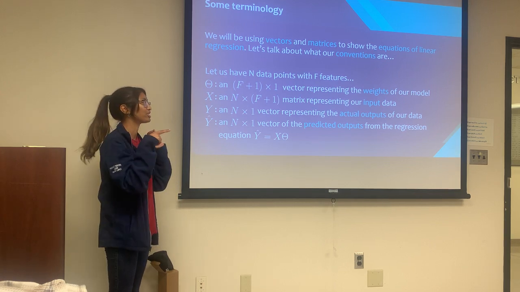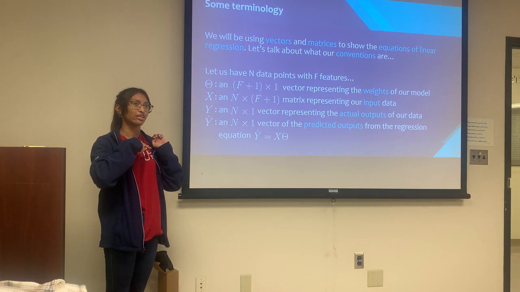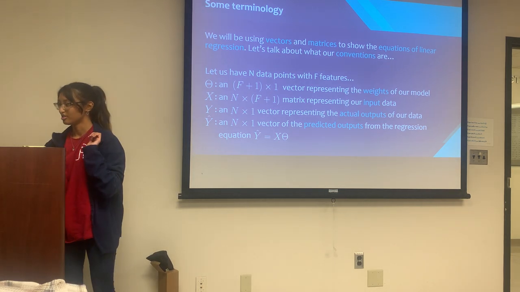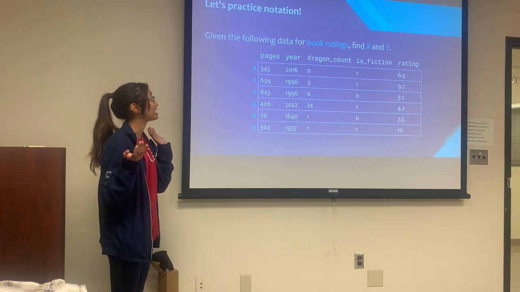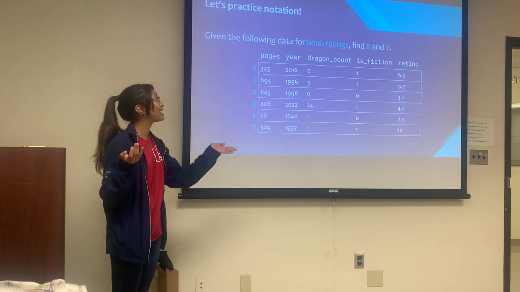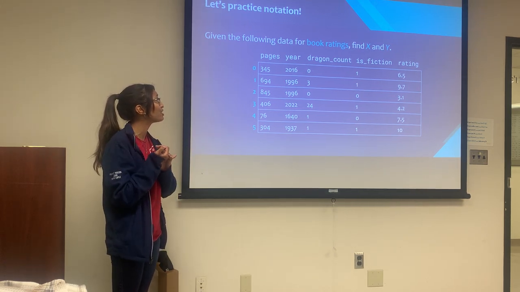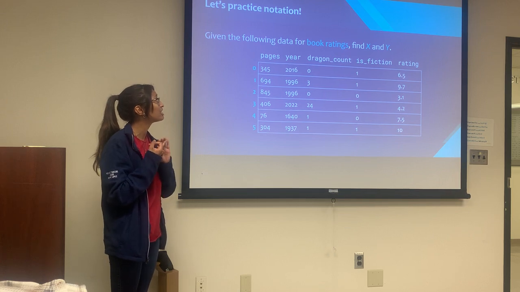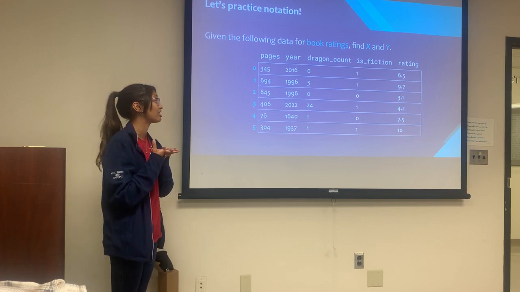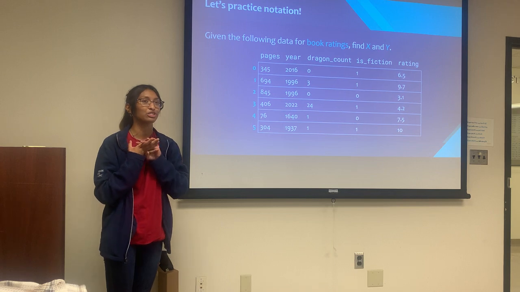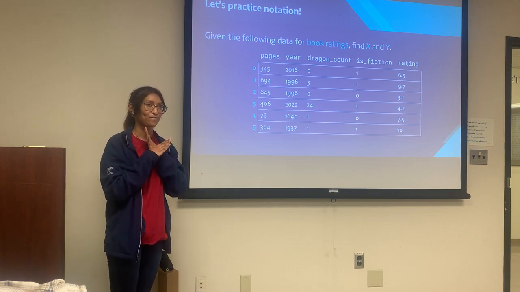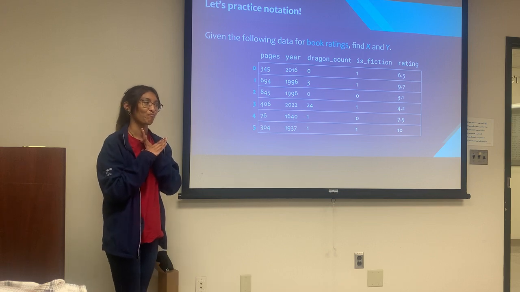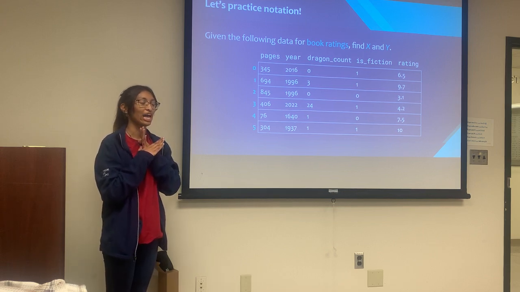It also makes sense when we're doing the matrix multiplication. So we have this example here. It is a book rating based on the pages in the book, the year it was published, the dragon count, and whether or not it's fiction. Does anyone want to guess what X would look like in this scenario? Referring to the matrix.